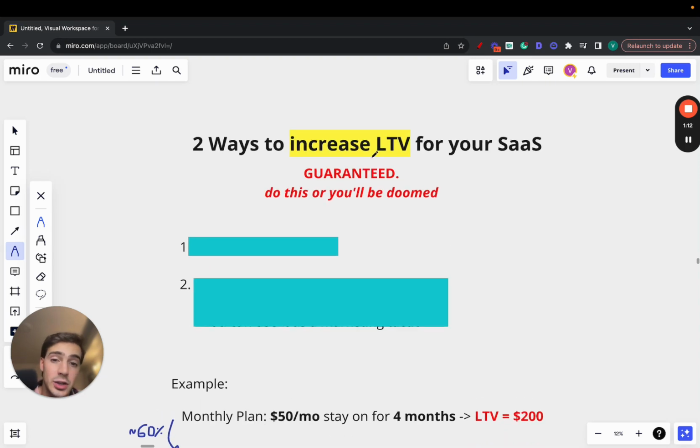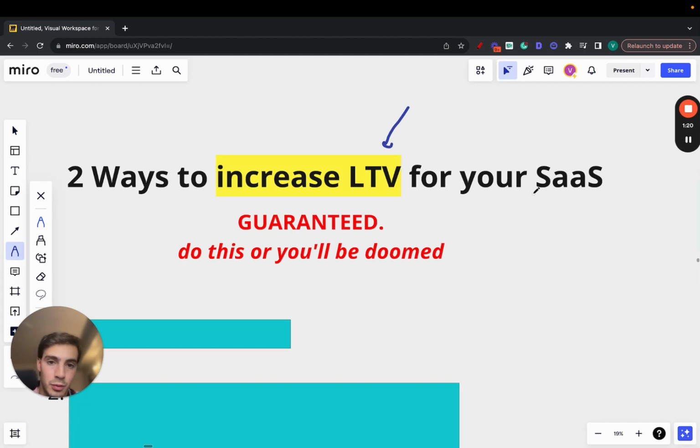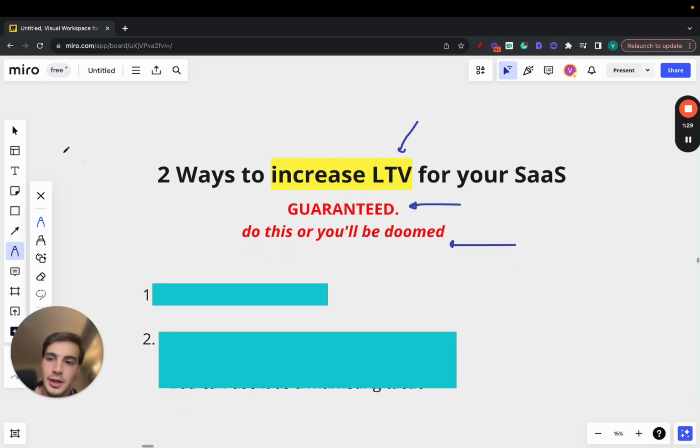Right, so two ways to increase LTV for your SaaS. LTV stands for lifetime value, SaaS stands for software as a service, essentially how you can make more money with your software business. Now, this is guaranteed because I've done it over and over again, and yeah, you'll do this or don't, but if you don't, you'll be doomed forever. So what are these two ways?